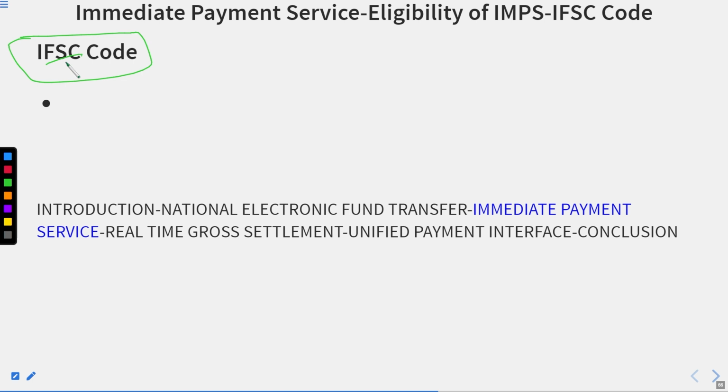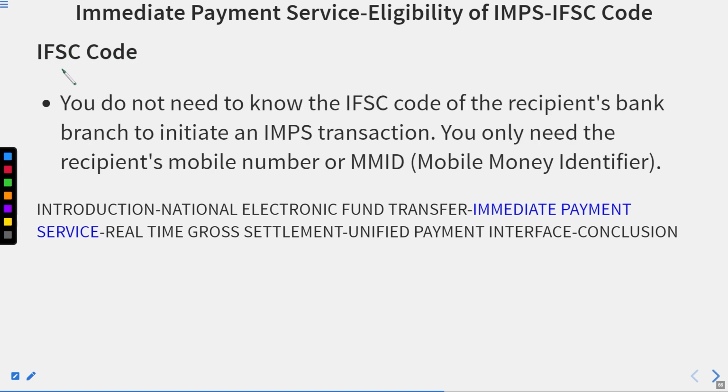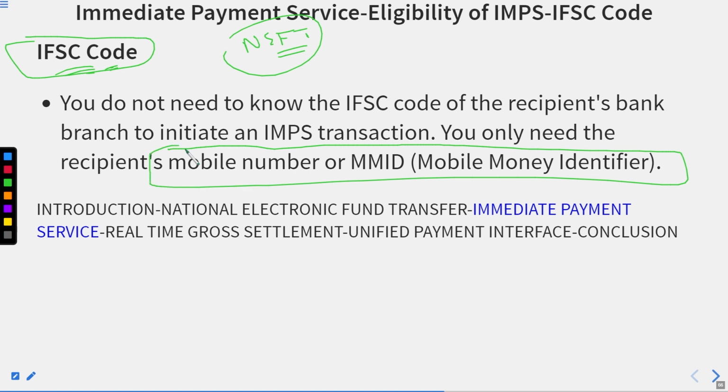IFSC code. You do not need to know the IFSC code of the recipient bank's branch to initiate an IMPS transaction. You only need the recipient's mobile number or the MMID, mobile money identifier. Now this is an important thing we should discuss: for the IMPS transaction you are no longer required to know the IFSC code, which is required in the NEFT transaction. Instead, if you know the mobile number of the recipient or the MMID, known as mobile money identifier, then you could proceed with the request.